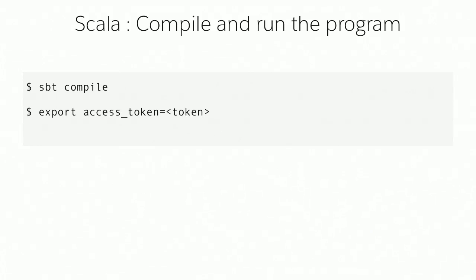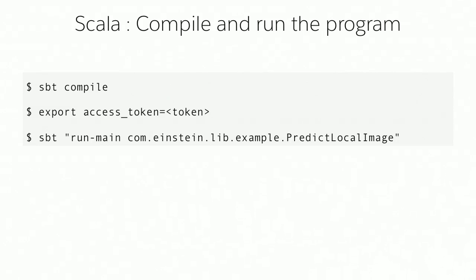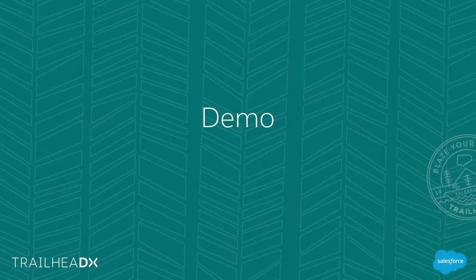Now, how do you compile and run a Scala program? In Scala, we have a build tool called SBT, the Simple Build Tool. You can use it to compile as well as run the application. Obviously, similar to Golang, we have an access token environment variable. The same environment variable you have to use for Scala as well. And then this is how you actually run the program. Very simple. Let us look at the demo again. This time we are going to look at the Scala demo.